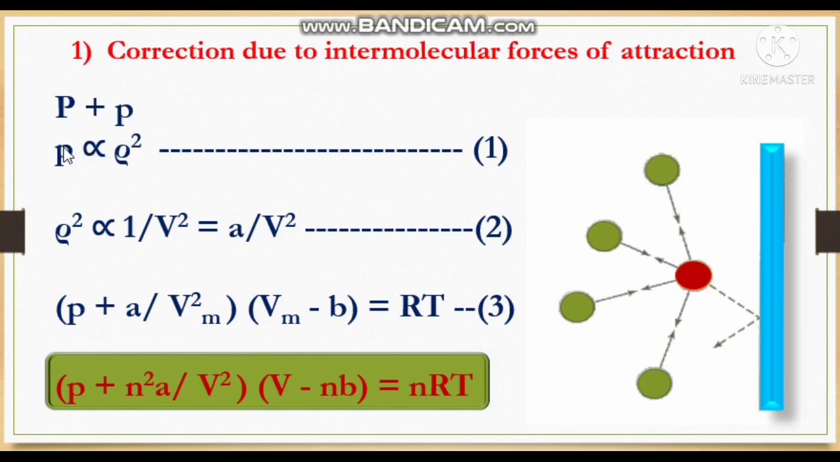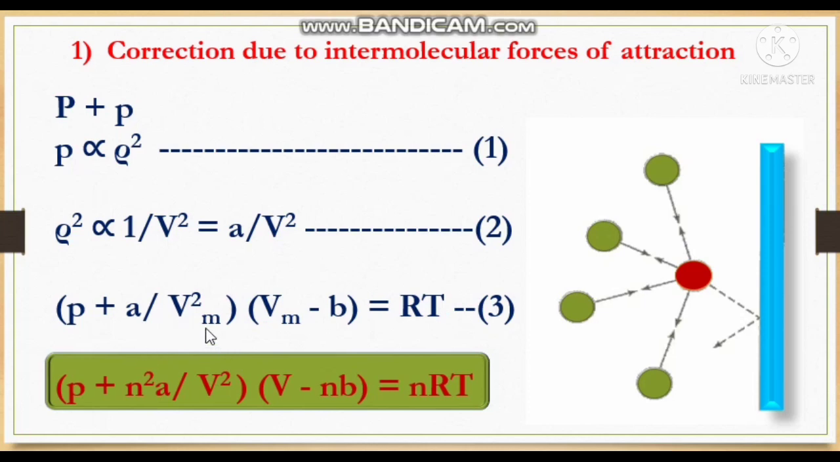Thus the value of p square for 1 mole of gas will be inversely proportional to the square of the volume, which is shown here by this equation 2. Here in this equation, this A is a constant and it depends on the nature of the gas. Therefore, the ideal gas equation for 1 mole of gas takes the form shown here by equation 3: (p + a/Vm²)(Vm − b) = RT.